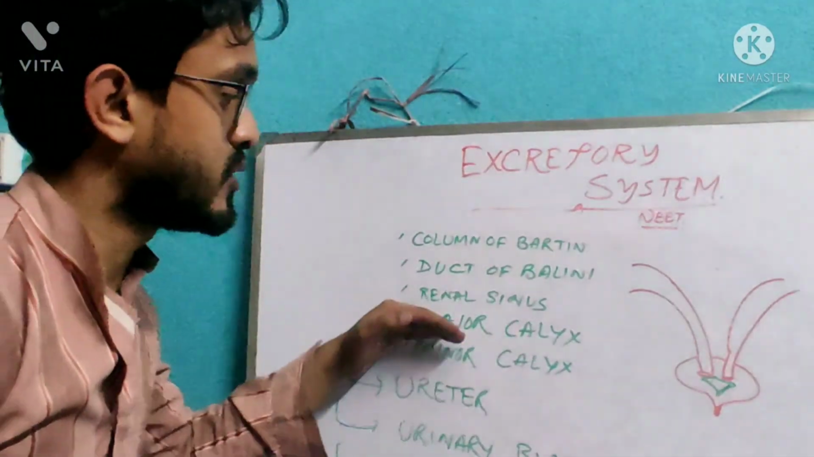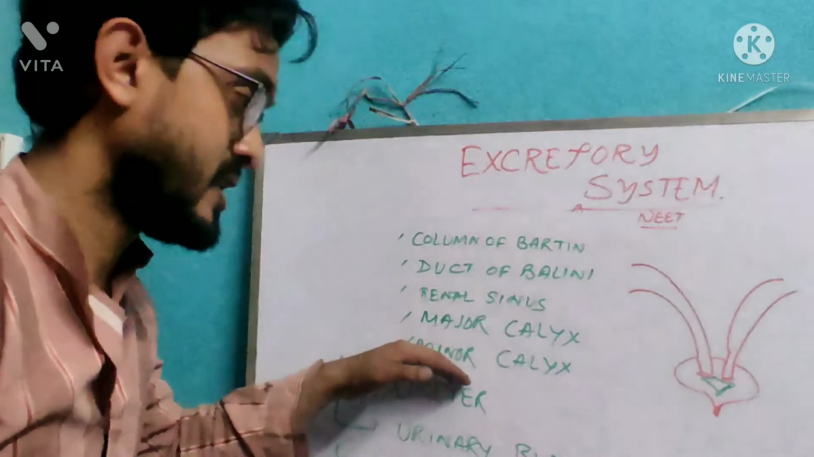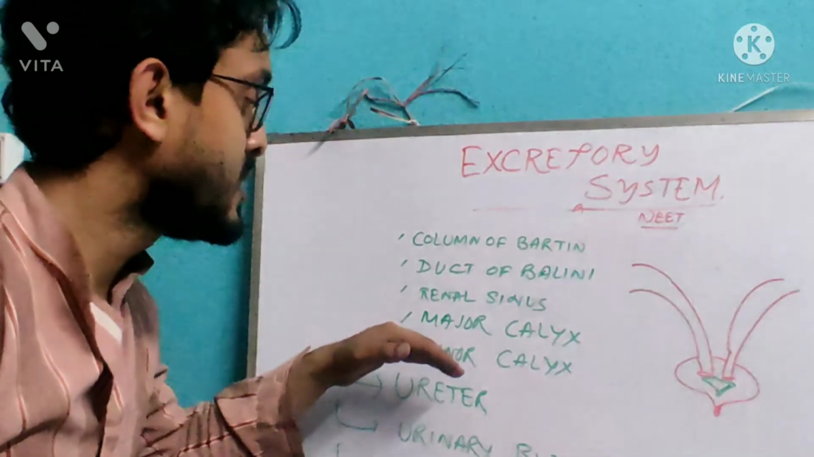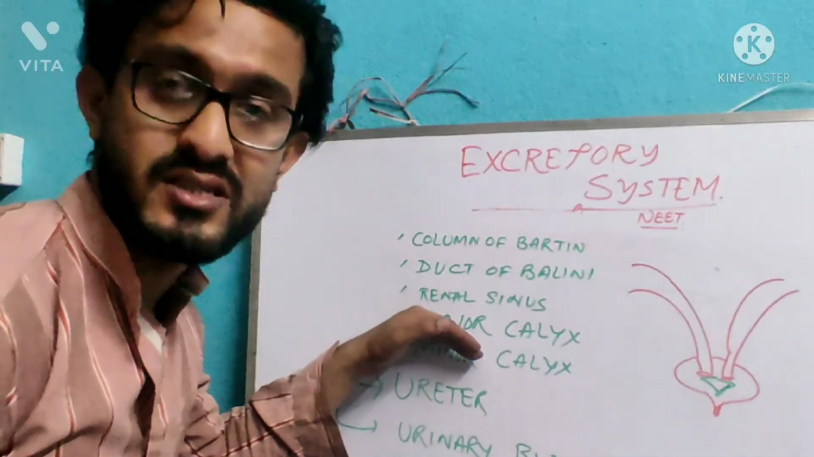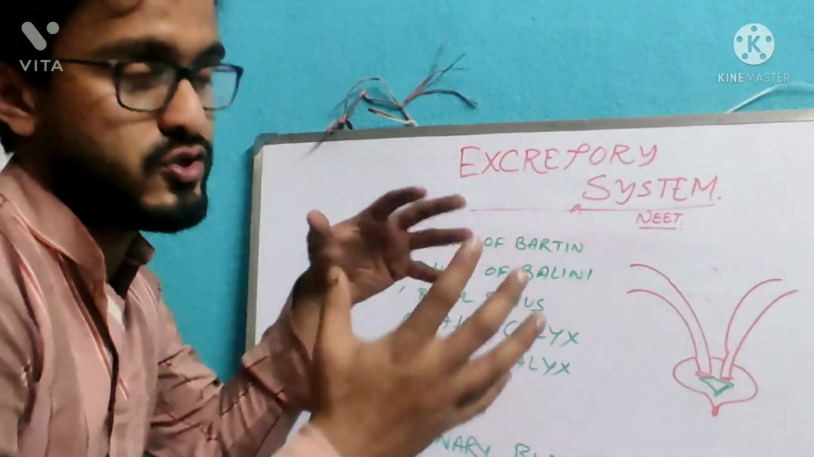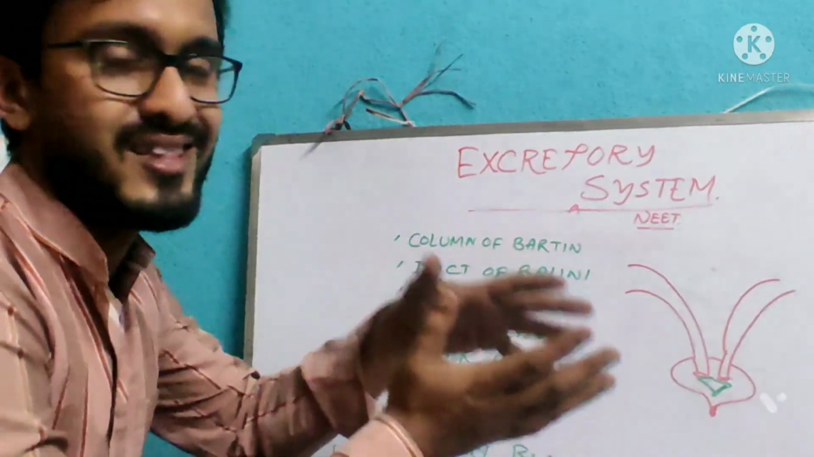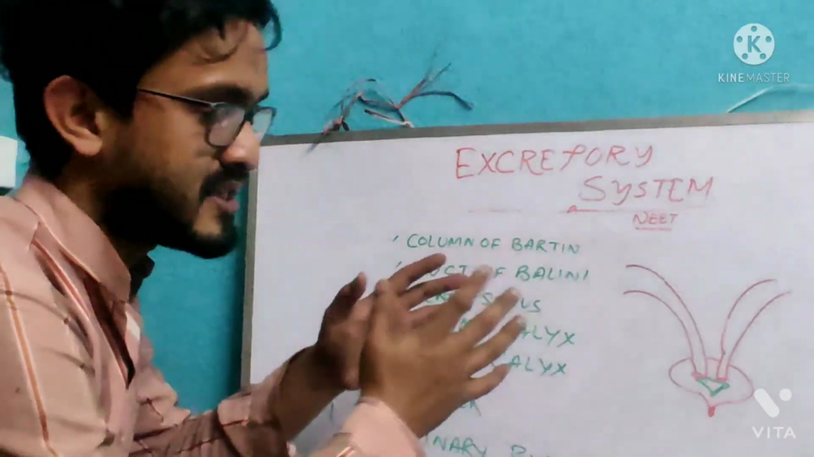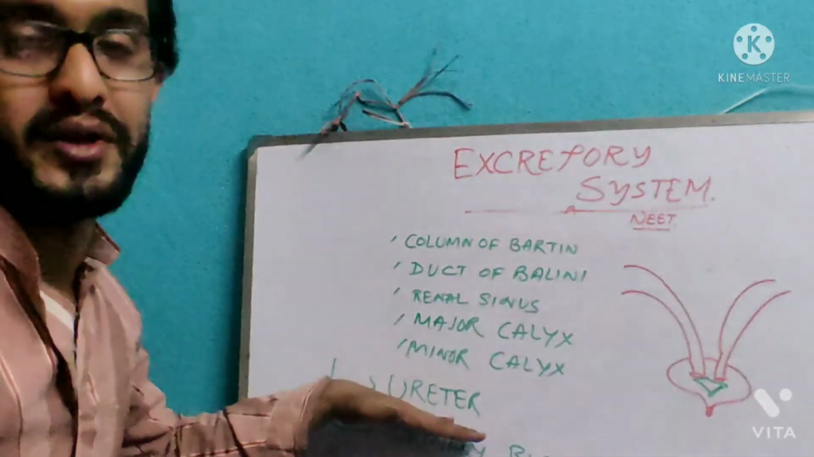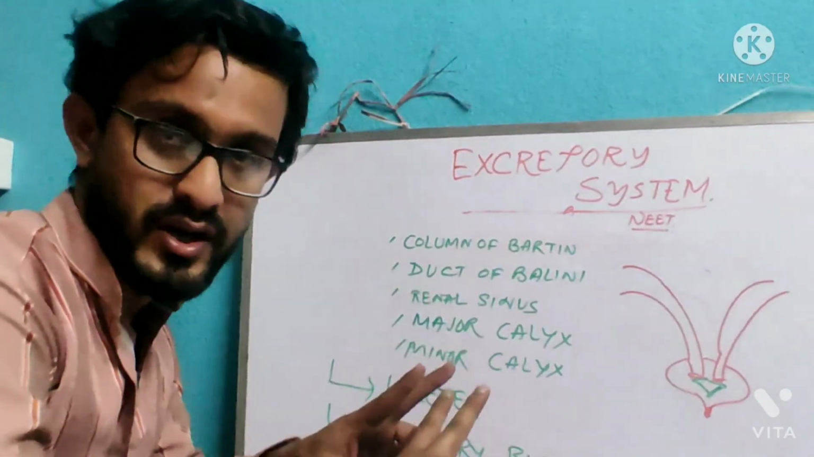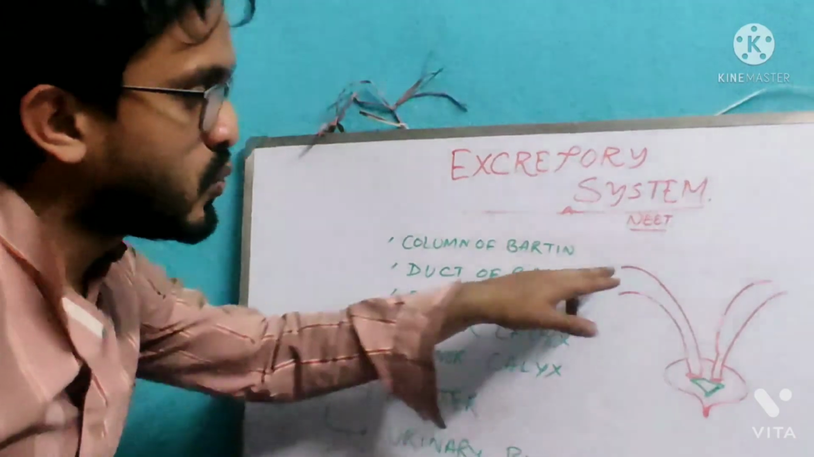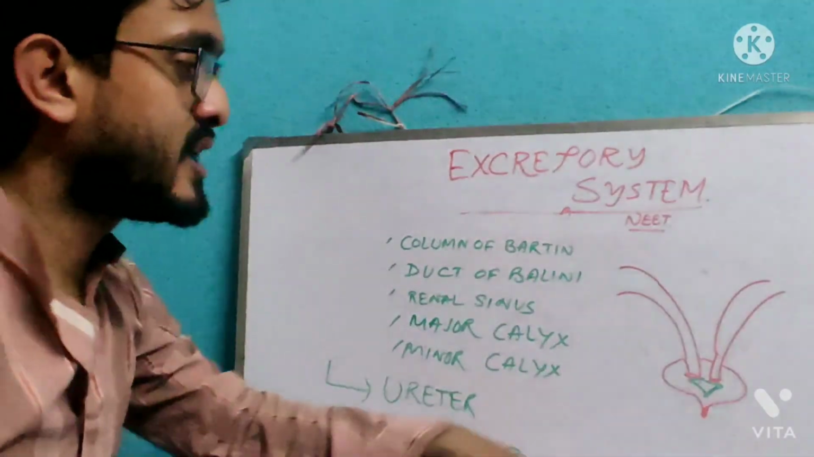The minor calyces join to form the major calyx. This major calyx, when it joins and enters the hilum region of the kidney, forms the ureter. So there are two ureters from the two kidneys, which enter into the urinary bladder.